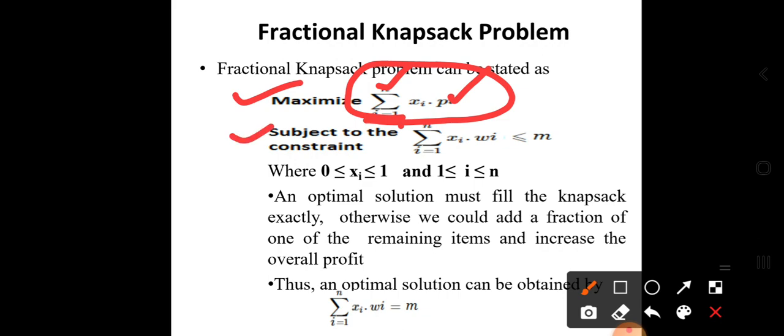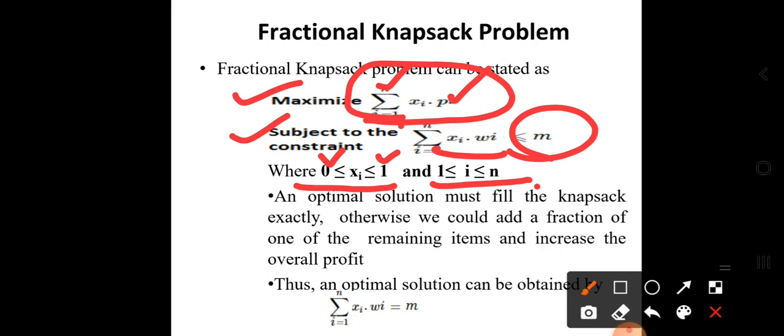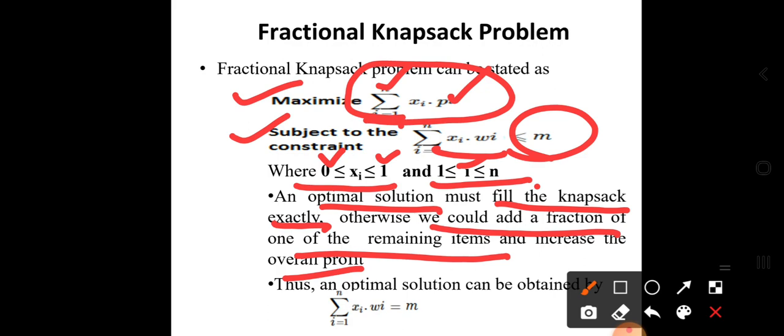And the constraint, what is the constraint? The sum of the weights must be less than or equal to the knapsack capacity represented by m, and we are selecting xi, that fractional part which is between 0 and 1, and there are n objects. i represents each object. So an optimal solution means it must fill the knapsack exactly. Otherwise, we could add a fraction of one of the remaining items and increase the overall profit.